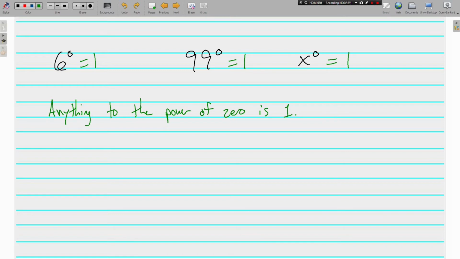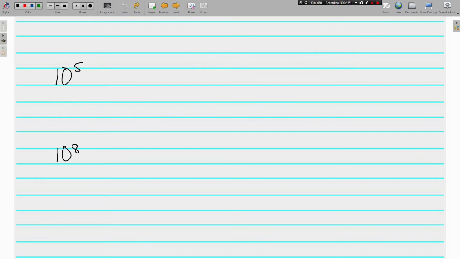If you want to know why, ask me tomorrow. But for now, just make sure you know that. Anything to the power of 0 is equal to 1. Even x to the 0 equals 1, not 0. That'll be a big deal.